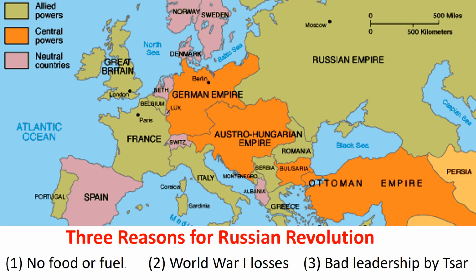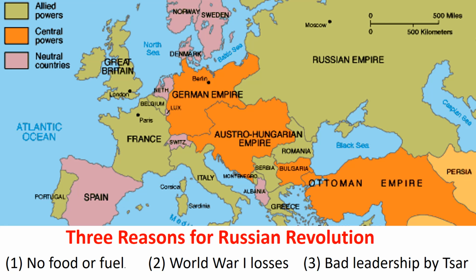So, three reasons for the Russian Revolution, which I'd want you to write down. They had no food or fuel. They were not prepared for war. When you have war, you have 2 million, 3 million, 4 million soldiers on the line, and you need to be able to feed them, and Russia just couldn't do it. So there started to be shortages back home. They also didn't have enough wood to burn for fuel, so people were cold, which in Russia is a bad thing, especially in the winter.